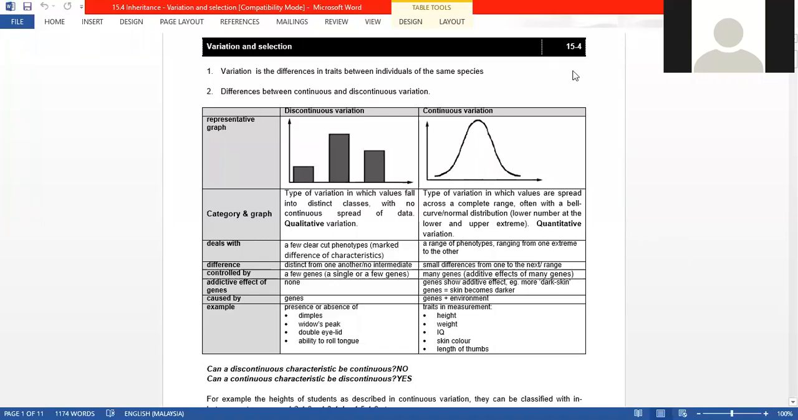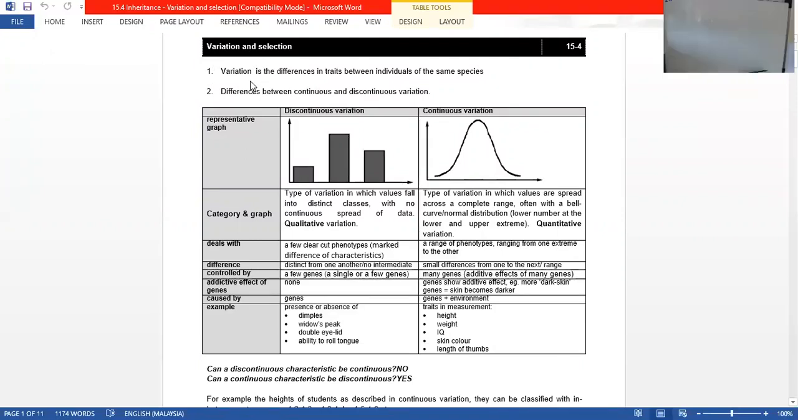Let's take a look at variation and selection. Variation is a difference in traits between individuals of the same species. You can think of variation as variety. So humans have different variety. For example, we have different hair color, different eye color, different height, different weight, different blood group, all this. No two humans are exactly the same as each other.